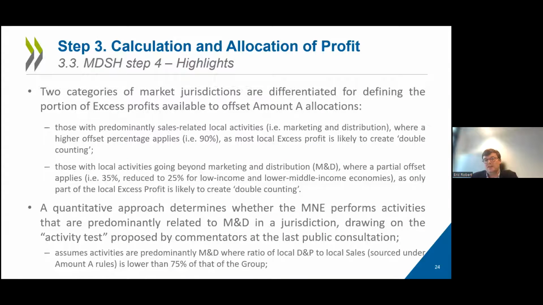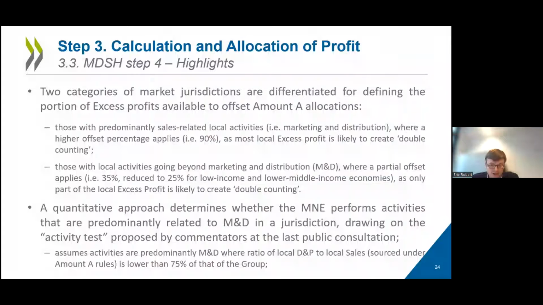And here the idea, the suggestion is basically that because there is a mix of activities taking place in the jurisdiction, if you identify excess profit under the calculations that I described, that excess profit is not necessarily related to local marketing and distribution. And therefore you apply a partial offset when you compute your MDSH adjustment, when you offset that excess profit against your amount A allocations.